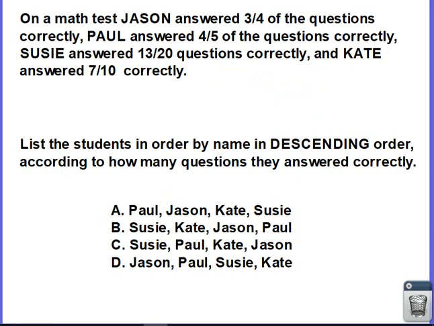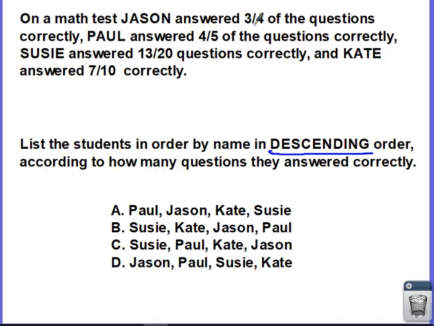It says, on a math test, Jason answered 3/4 of the questions correctly. Paul answered 4/5 of the questions correctly. Susie answered 13/20 of the questions correctly. And Kate answered 7/10 correctly. List the students in order by name in descending order. So descending is going to be greatest to least of how many questions they answered correctly. So in order to do this one, we need to flip everything into decimals.